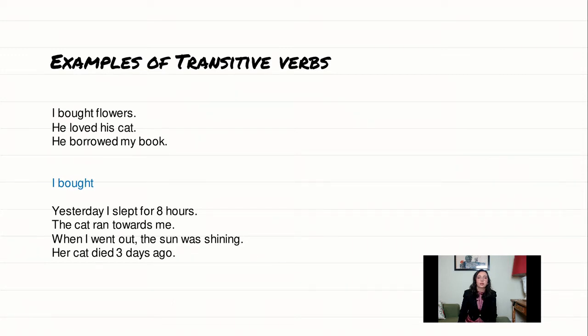What happens if we erase the flowers object? Look at this sentence. Bought what exactly? Without an object, this sentence doesn't carry any meaning at all. In the preceding sentences, each of the objects completes the meaning of the verb. This is a way of understanding whether a verb is transitive or not. Erase the object and check whether the sentence remains semantically intact or not.